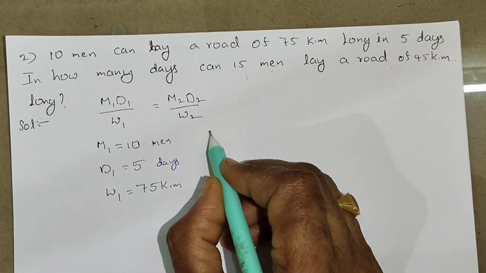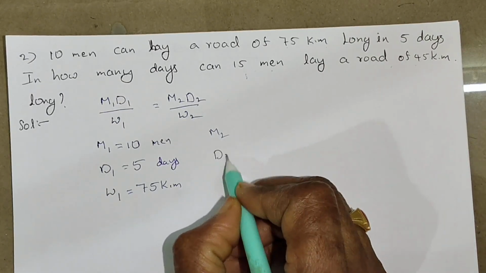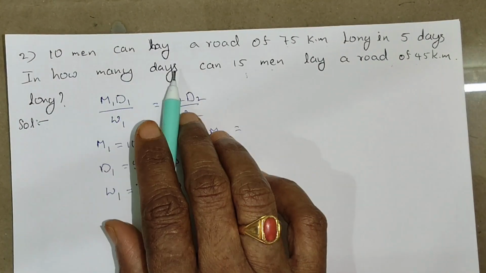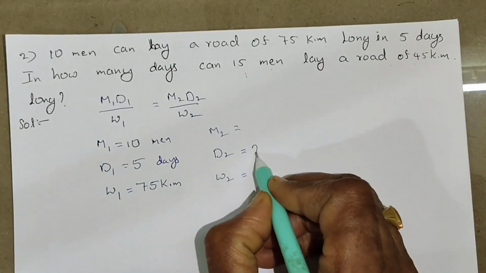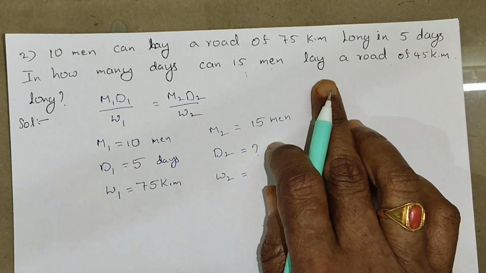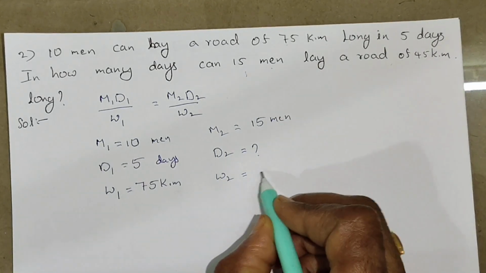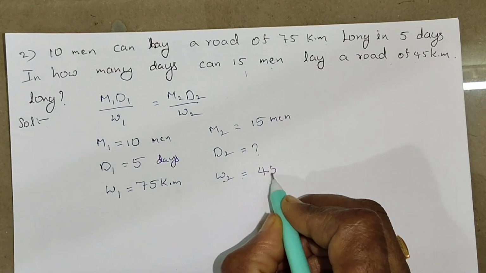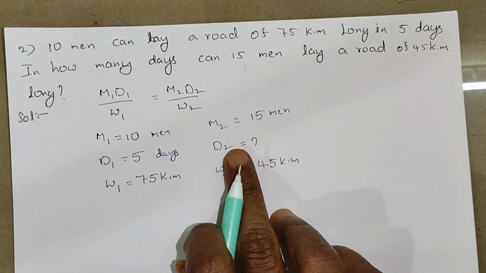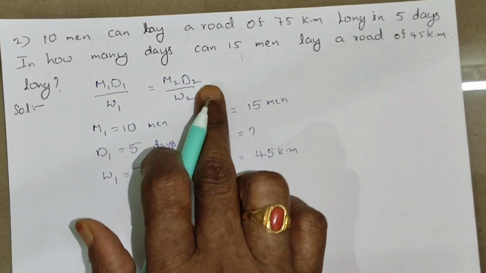So next, we write M2, D2, W2. Here M2 is equal to 15 men, and we find the days. Can 15 men lay a road of 45 kilometers? W is work, so we write 45 kilometers. So we find the D value. These values we substitute in this ratio.